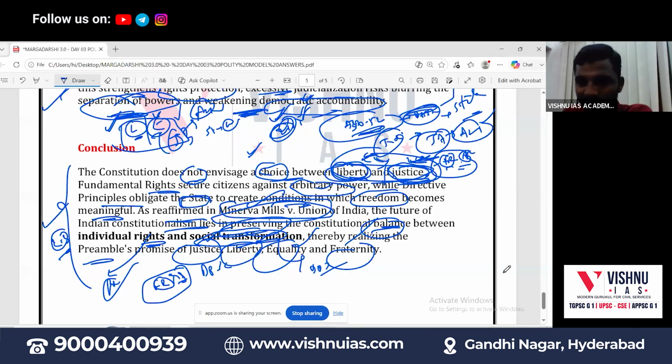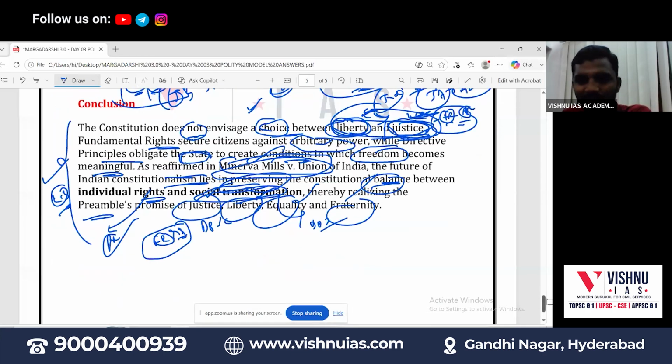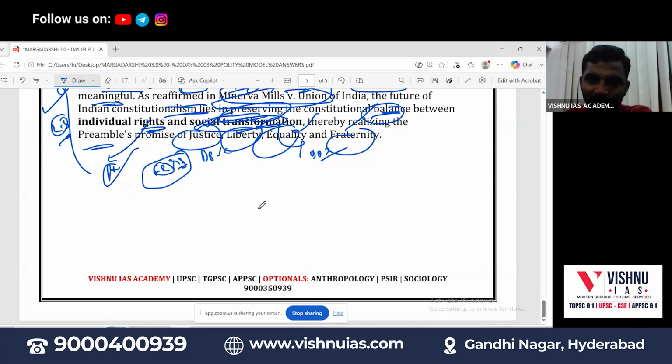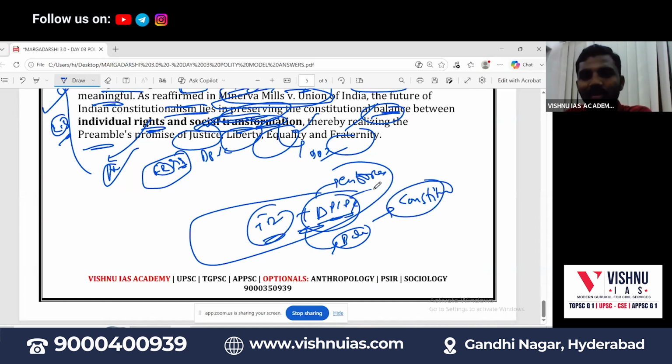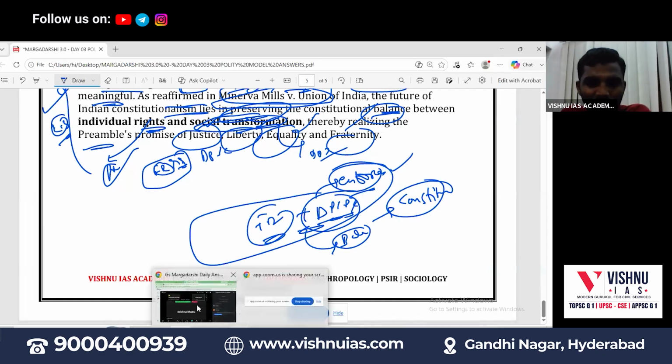So I think this is an excellent concept. What is the concept? Fundamental rights are important, and at the same time DPSPs are also important. So write about that balance, whatever balance we need for the future. If constitutionalism has to be there, obviously we need this balance. Even DPSPs need enforcement. But the practical problem is that the government doesn't have that much money. So this is for the two model answers of today.